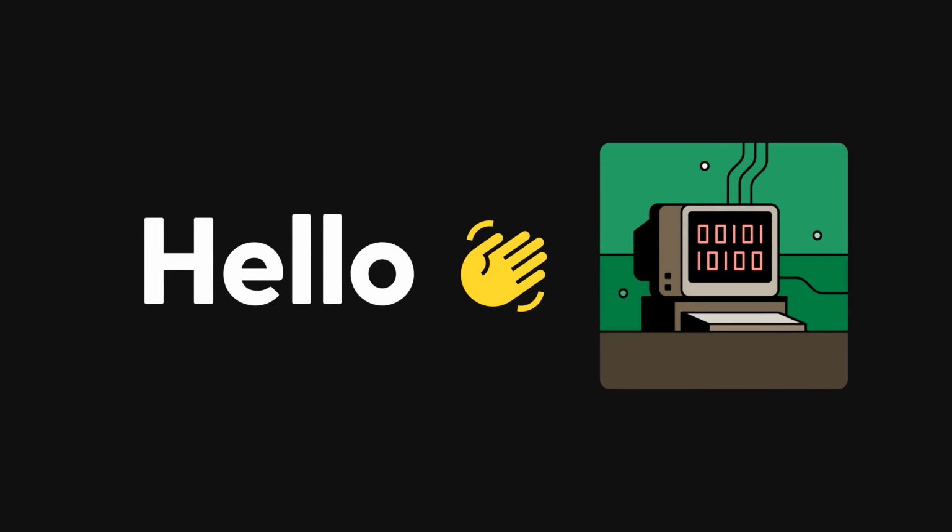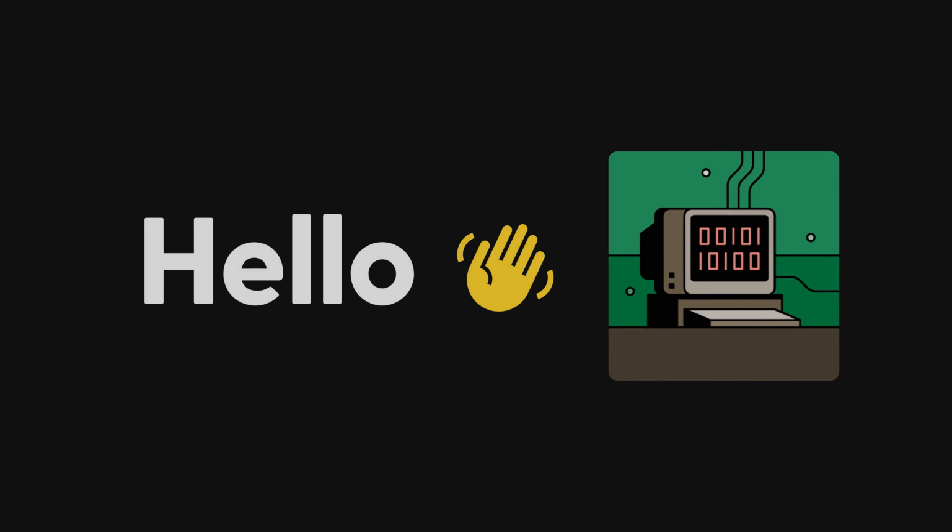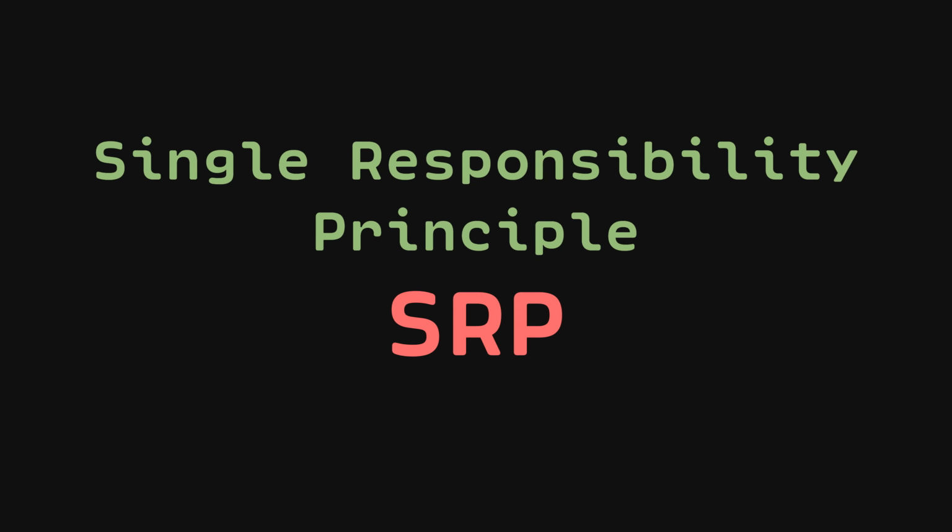Hello and welcome back. In today's video, we're diving into a fundamental principle of clean code, the Single Responsibility Principle, or SRP for short. At its core, SRP emphasizes that a class should have only one responsibility.